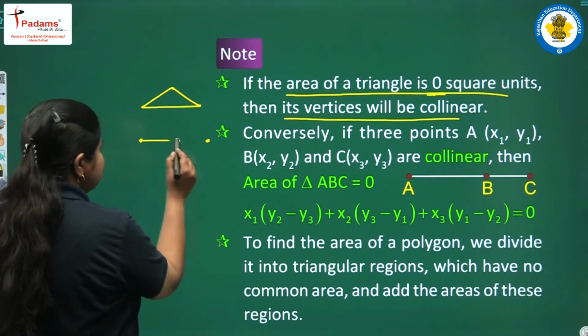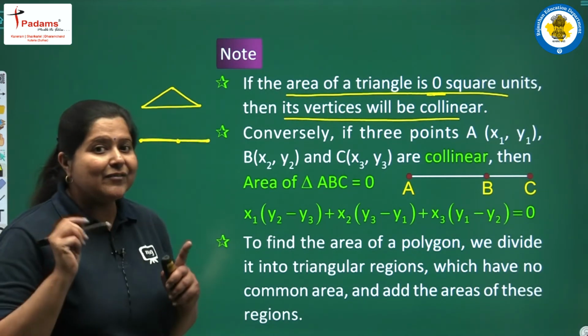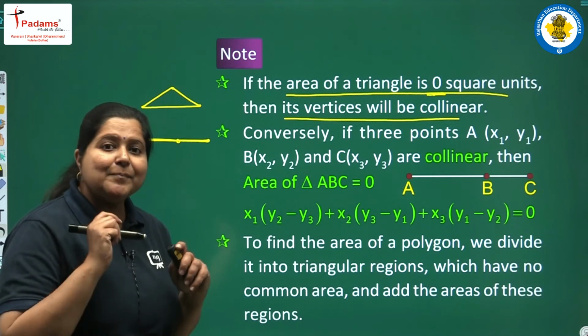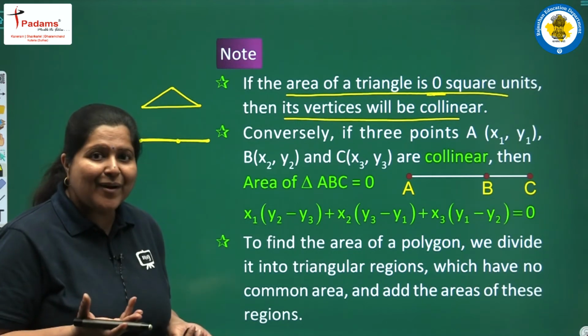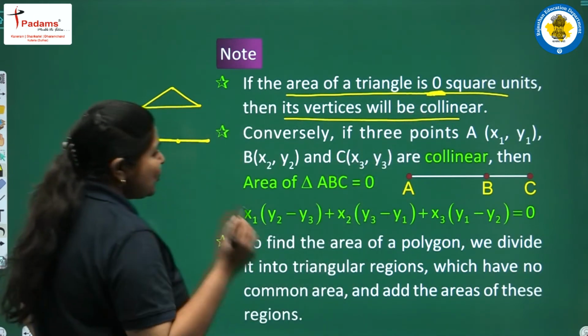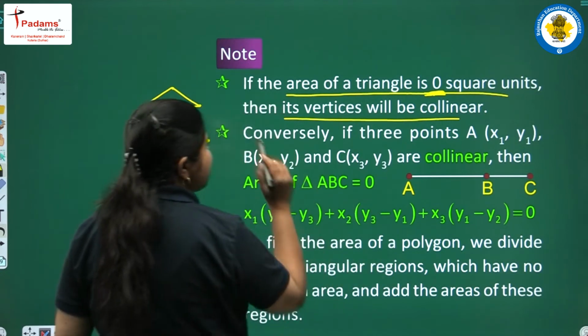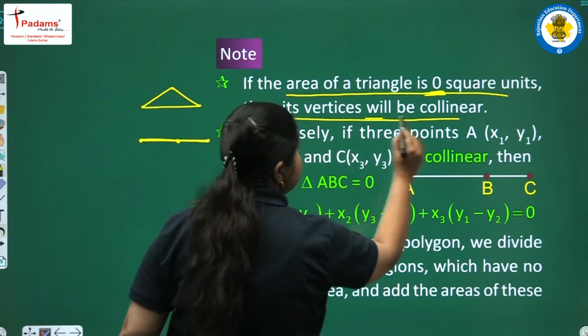You join it here, you join it here, you join these two. In any way the triangle will not be formed. और जब ट्राइंगल बनेगा ही नहीं तो उसका एरिया क्या होना चाहिए? Obviously it will be 0 square units. And so what is being said here? If the area of a triangle is 0 square units, then its vertices will be collinear.